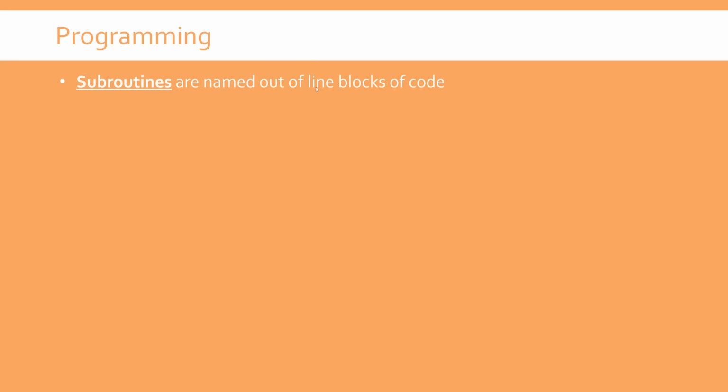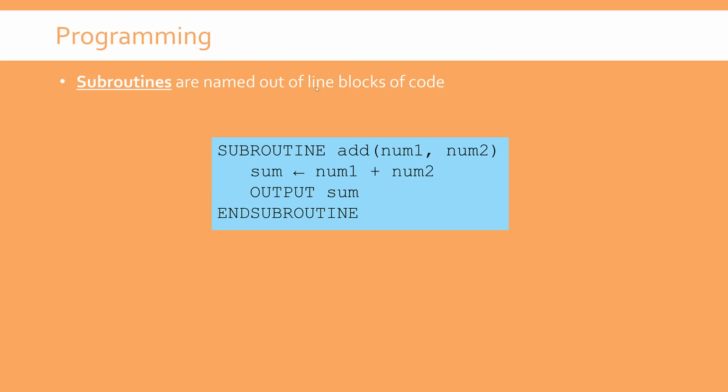Moving on to subroutines. So subroutines are named out of line blocks of code. Here is an example subroutine. It's a block of code and it has a name. So add is the name in this particular subroutine. And out of line refers to the fact that often we define these right at the top of our program, and to actually run it, you have to call it. So calling it is just saying its name in your main program.